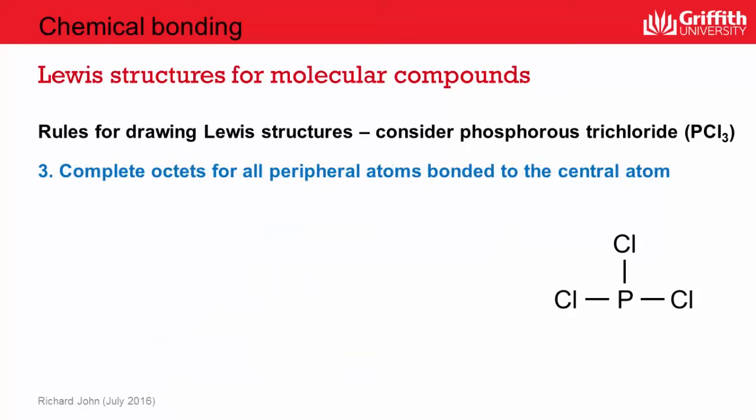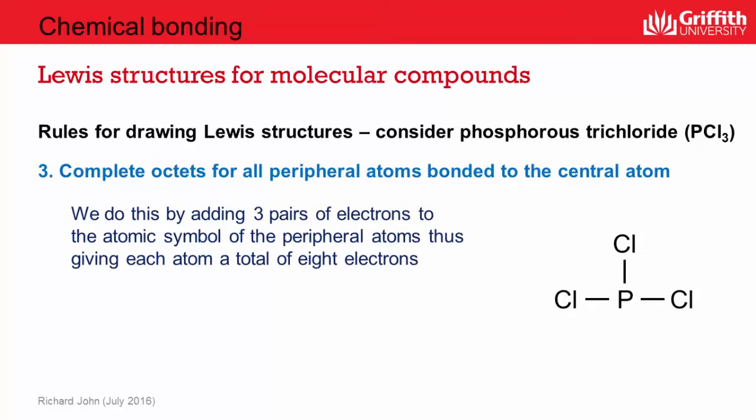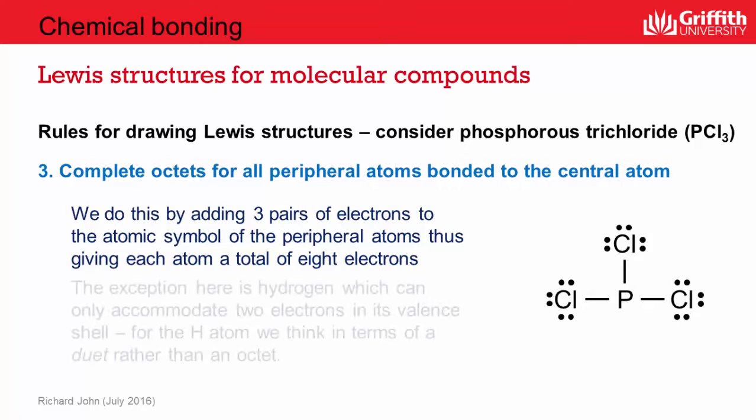The next thing we do is complete the octets for all of the peripheral atoms bonded to the central atom. So we're going to complete octets for these 3 chlorine atoms, and we do this by adding 3 pairs of electrons to the atomic symbol of the peripheral atoms, giving each of them a total of 8 electrons. There are the 3 non-bonding pairs of electrons around chlorine, plus the bonding pair where it's attached to the phosphorus, which gives it 8 electrons, completing its octet. We do the same for the second chlorine atom and the same for the third chlorine atom.